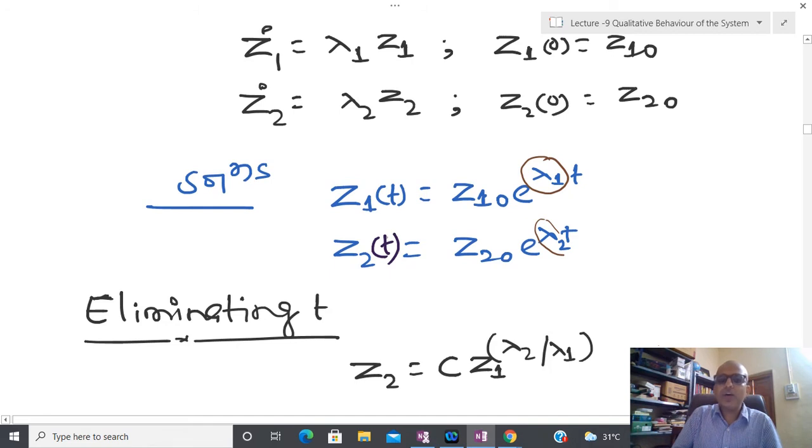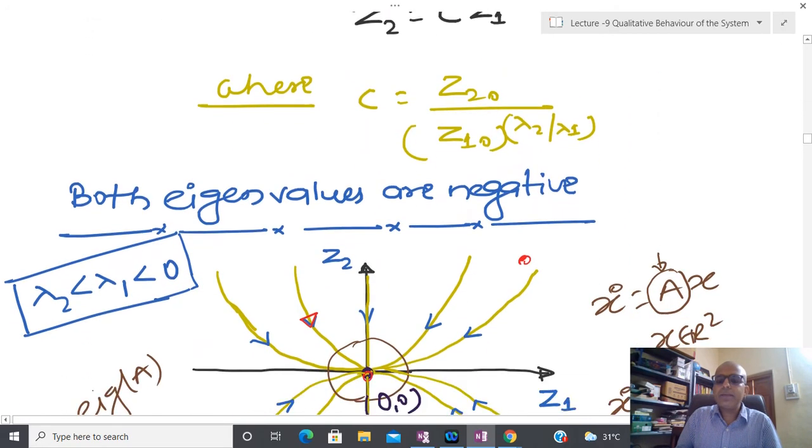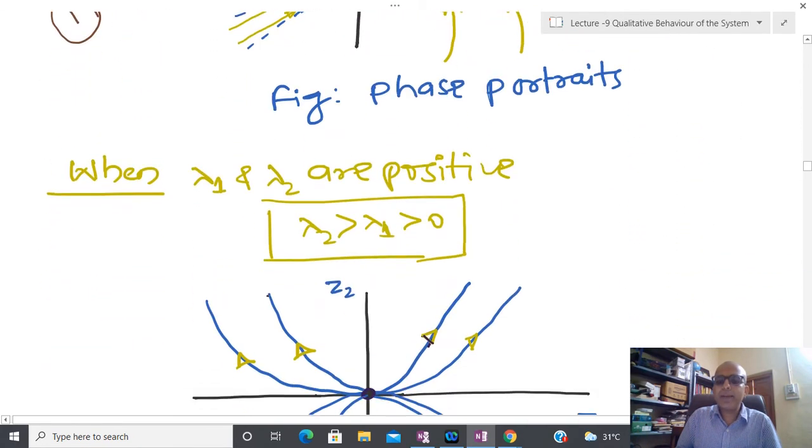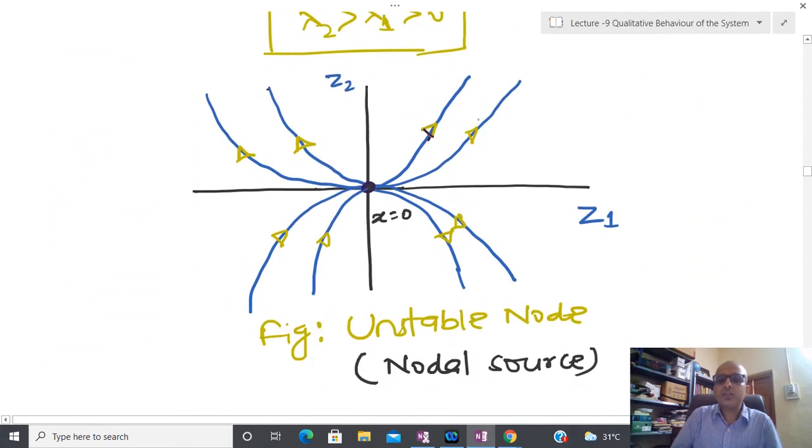So if you plot the graph between these two, it is possible to show that if you are very far away, both z1 and z2 diverge towards infinity. If you are in the neighborhood, you can see that z1 and z2 both diverge. For that reason I have put this kind of symbol, and this is called an unstable node.